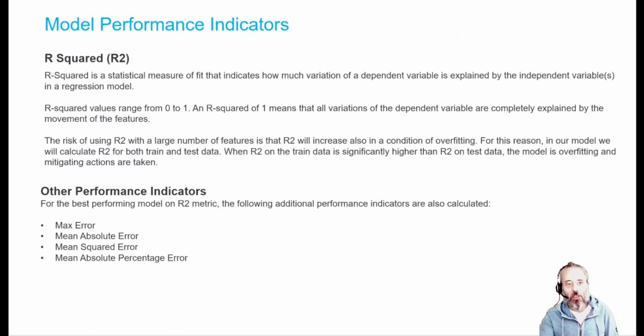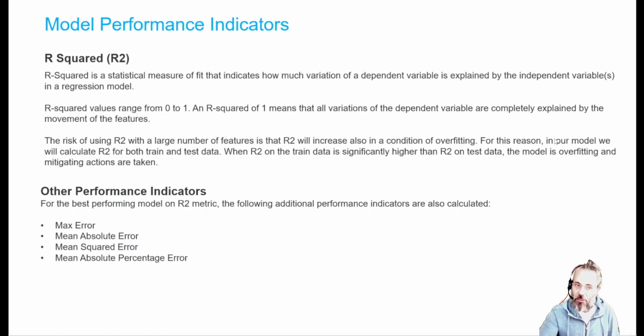How do we evaluate the performance of the models? We used R squared because it's a regression problem, and R squared is suitable for regression problems. Also, it's quite simple to use. The value ranges from 0 to 1. And 1 means that all variation of the dependent variable is completely explained by the movement of the features, and 0 means that it cannot explain any, so the variables are completely independent.